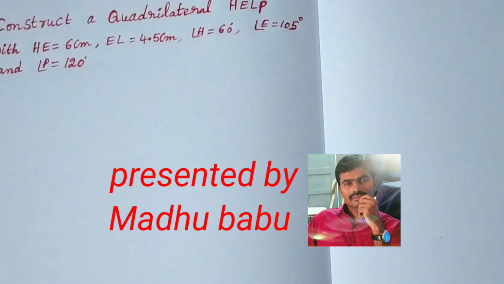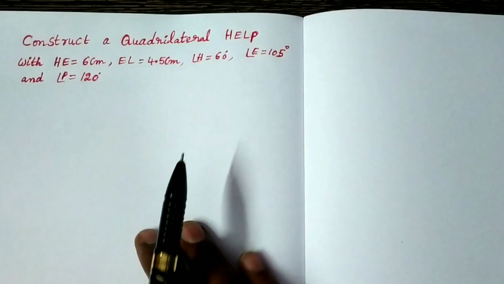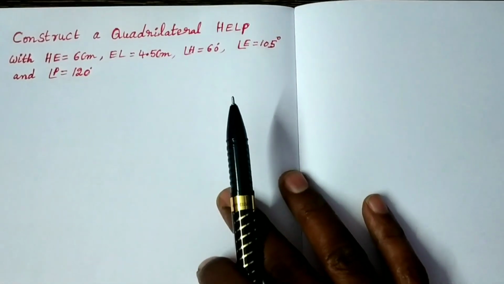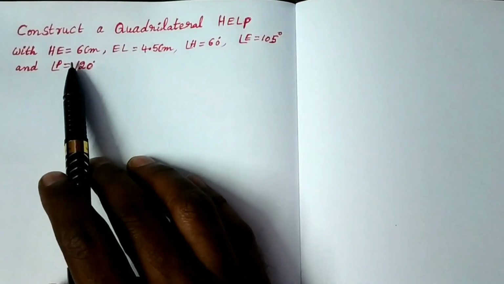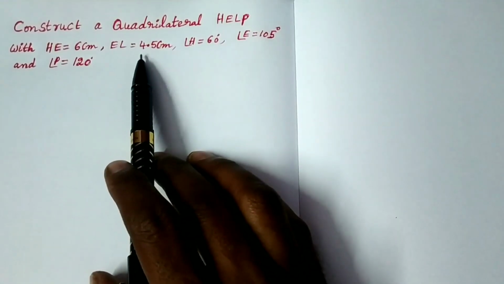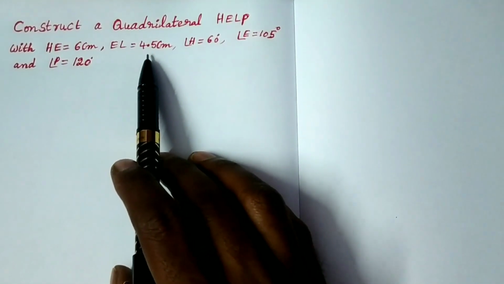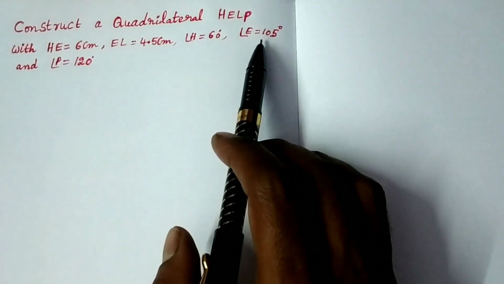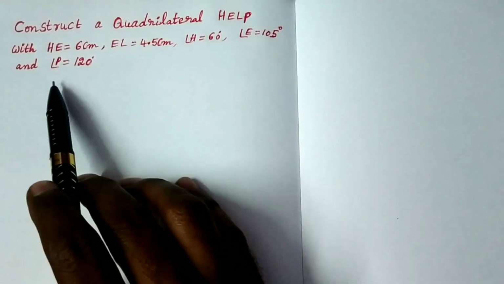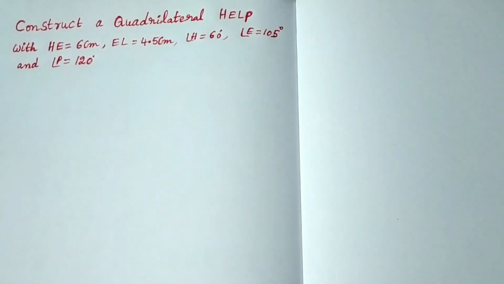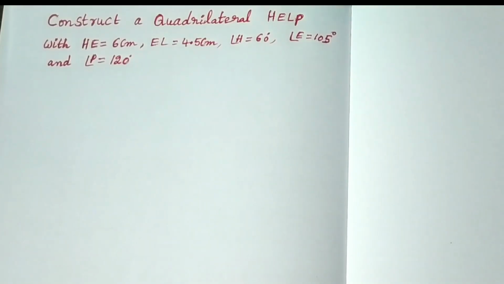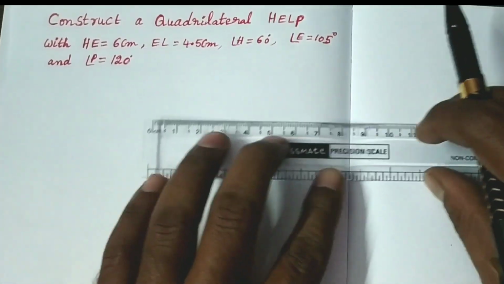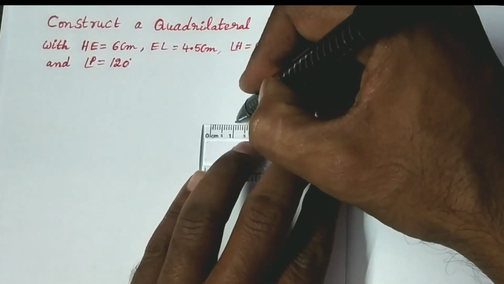Hi, this is Madhubabu. The problem is construct a quadrilateral HELP with HE is equals to 6 centimeters, EL is equals to 4.5 centimeters, angle H is equals to 60 degrees, angle E is equals to 105 degrees, and angle P is equals to 120 degrees. With these measurements, draw a rough diagram. HE is given 6 centimeters. So draw a rough diagram.